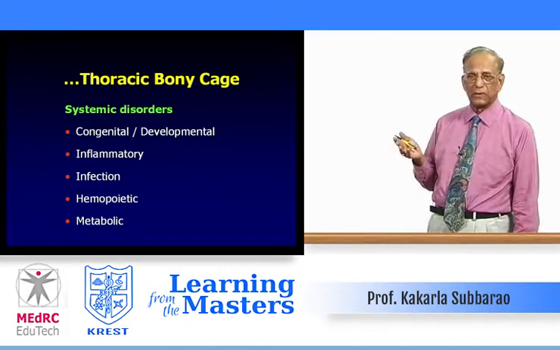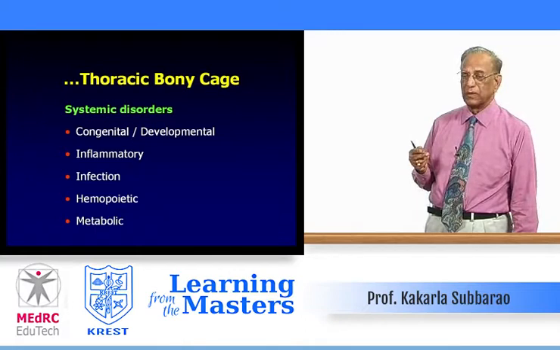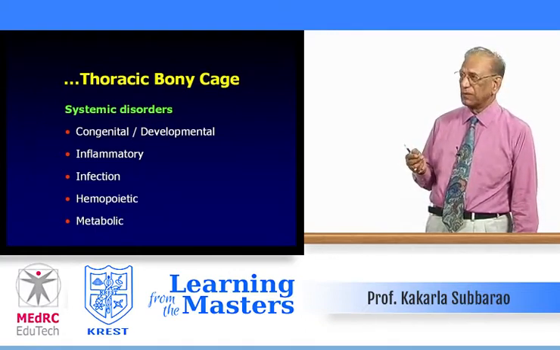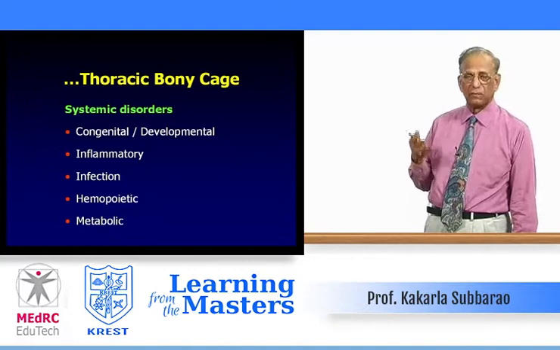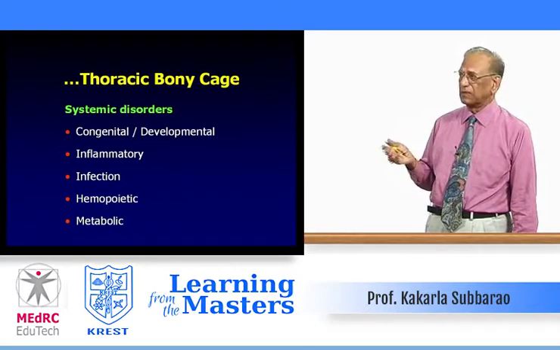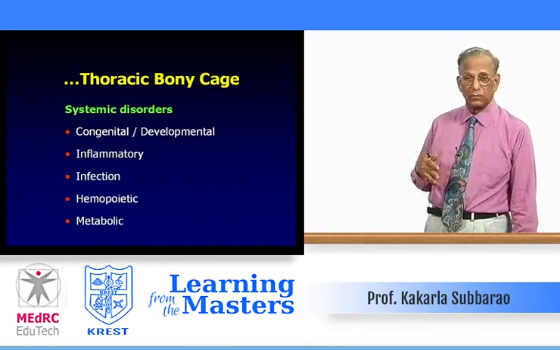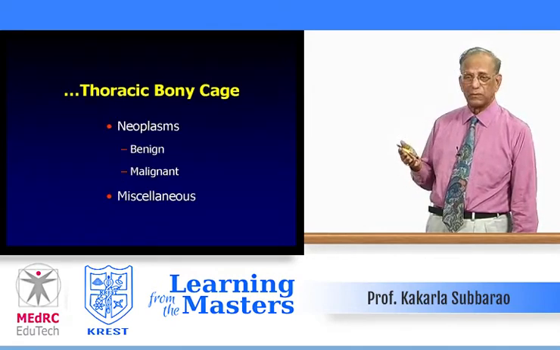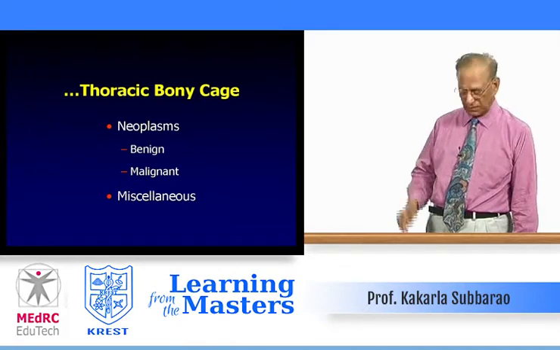For example, congenital or developmental, inflammatory like eosinophil granuloma and sarcoidosis, infections, viral, bacterial, fungal, spirochetal, parasitic, and then hemopoietic disorders, either benign or malignant, like leukemia, lymphoma, etc. Metabolic disorders, both nutritional and otherwise, neoplasms, benign and malignant, and then miscellaneous causes.